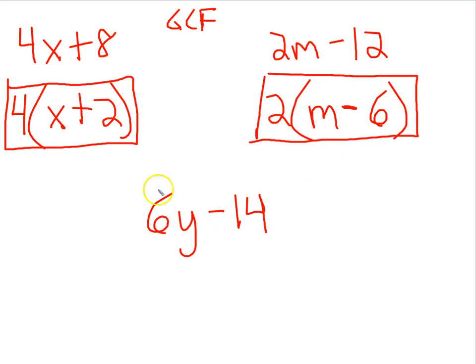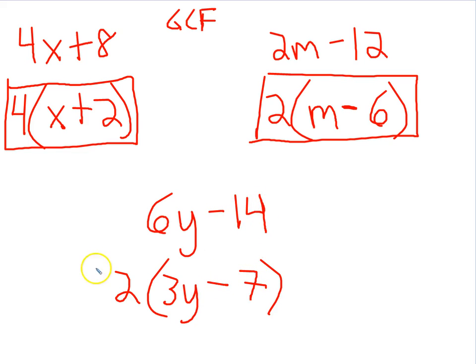Look at this last one, 6 and 14. I want to find out what's the largest number that goes into 6 and 14. Well, 6 doesn't, so it must be something smaller. 2. 2 goes into 6 and 14, so I put a 2. So 2 times what gives me 6y? Well, 2 times 3 gives me 6, so I need 3y. 2 times what gives me 14? 7. So then I put the subtraction symbol, and there's my answer.